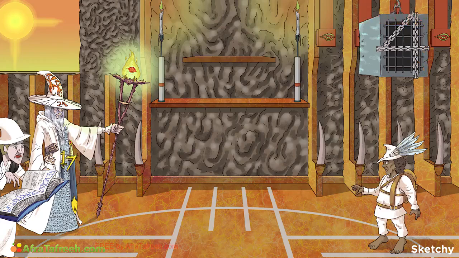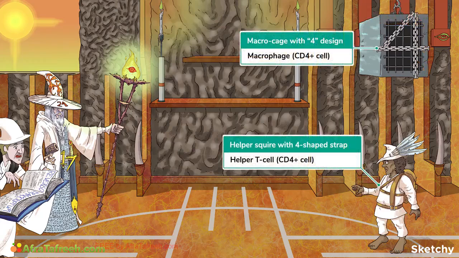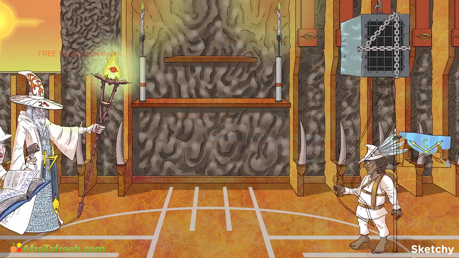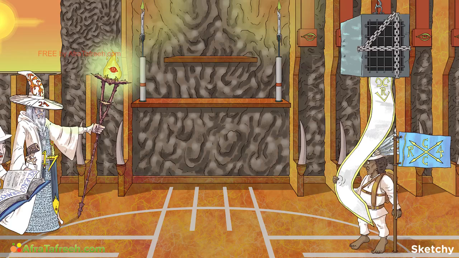HIV specifically targets the host's CD4 positive immune cells, which includes both helper T lymphocytes and macrophages. Notice the Wizard about to face off against this helper squire who has a 4-shaped strap incorporated into his outfit. He represents a CD4 positive T lymphocyte, also known as helper T cells. The Wizard's tower even has our symbol for macrophages. These macrophages, complete with 4-shaped chains to remind you that macrophages are also CD4 positive.